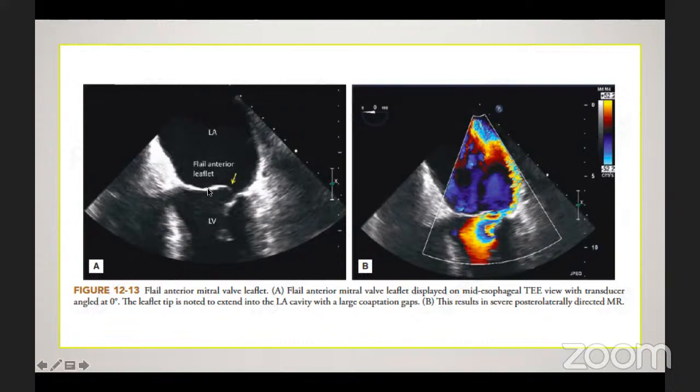So, for example, this one is a flail anterior leaflet, so the jet is directed posteriorly. And this is a centrally directed jet, very severe mitral regurgitation.